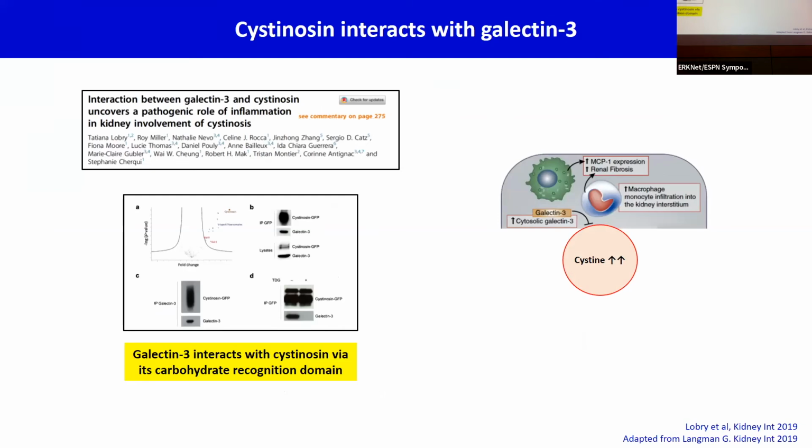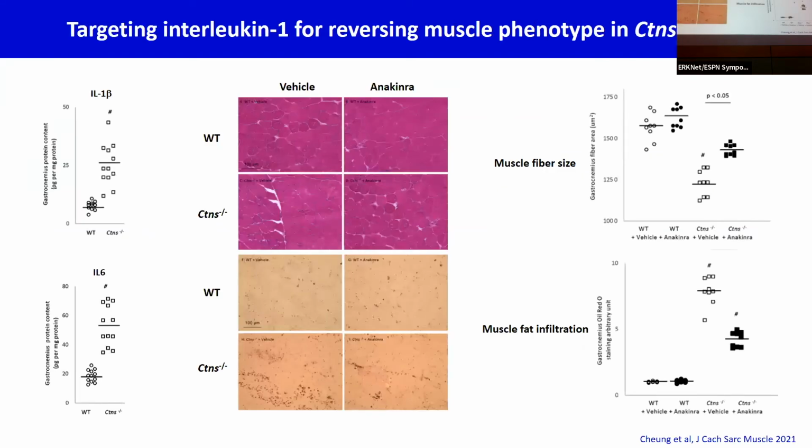And what they've shown is that one of the ligands of cystinosin is actually galectin-3. And galectin-3 is a pro-inflammatory molecule. And so lack of binding of galectin-3, in this very nice and elegant paper, was shown to induce inflammation. So can we treat patients with anti-inflammatory strategies? Now we have one piece of information that was generated by Robert Mack, California.